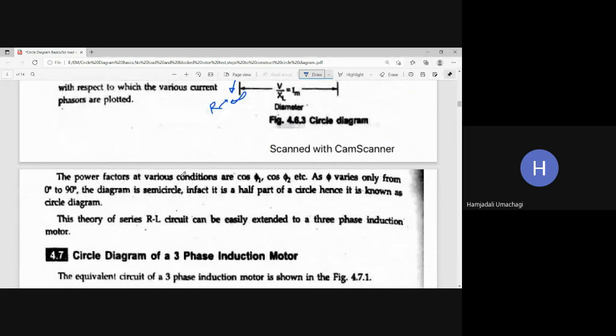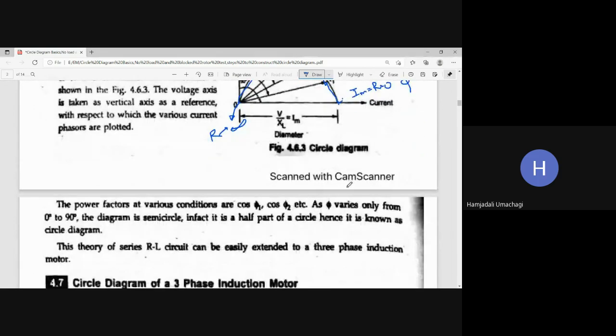The power factors at various conditions are cos phi 1, cos phi 2, etc. As phi varies only from 0 to 90 degree, the diagram is a semicircle. In fact, it is a half part of the circle, hence it is known as circle diagram. This theory of the series RL circuit can be easily extended to the three-phase induction motor.